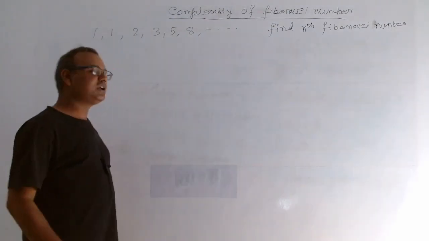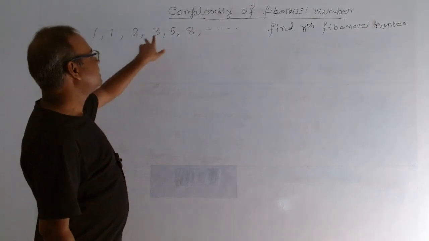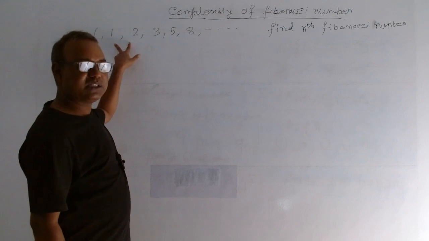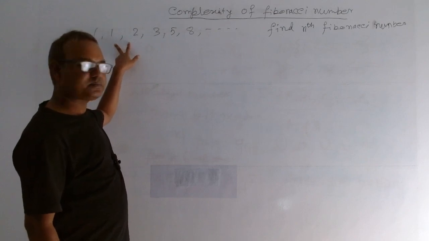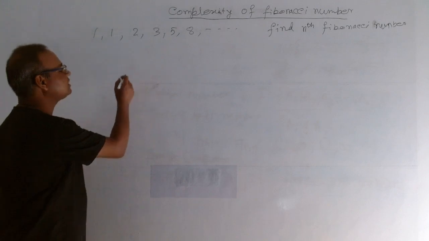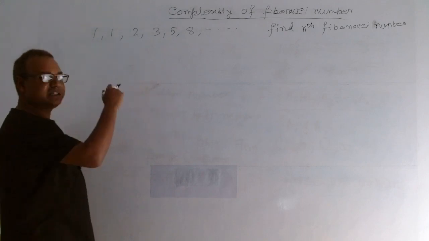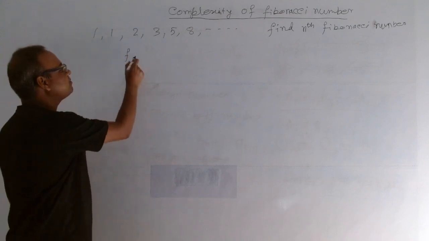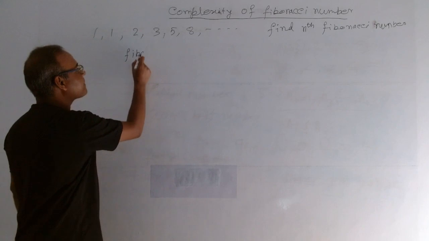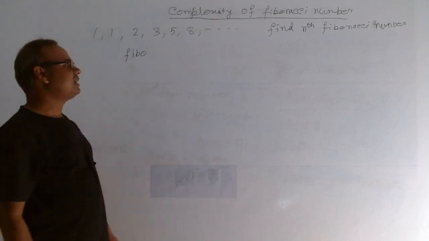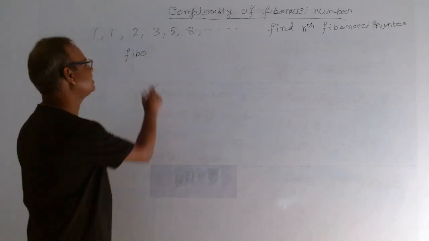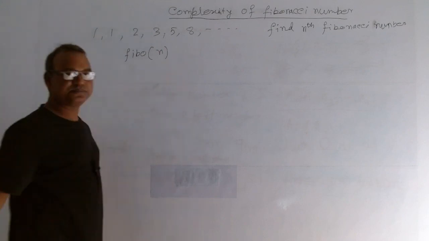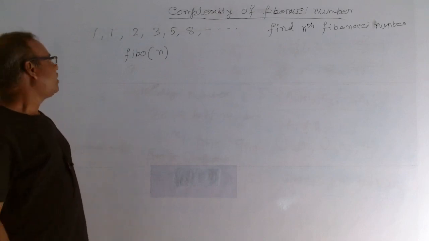So we have to write some program. As I told, the Fibonacci number is always computed by summing up the previous two numbers in the sequence. I am writing directly the recursive algorithm. Let's first put a name. I'm writing Fibo for Fibonacci. Let's say we have to find the Fibonacci number for n. How will you write it?